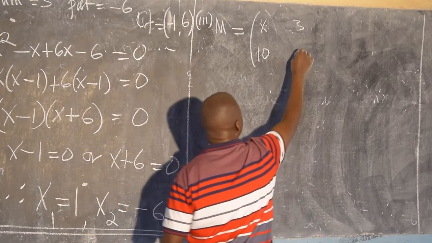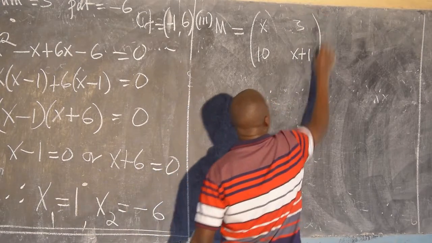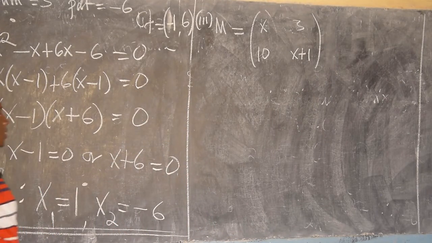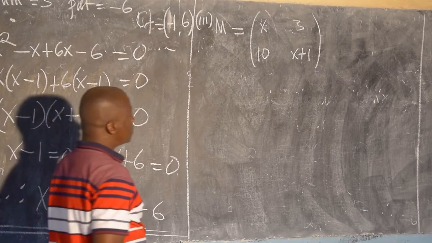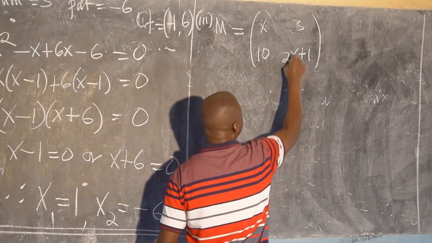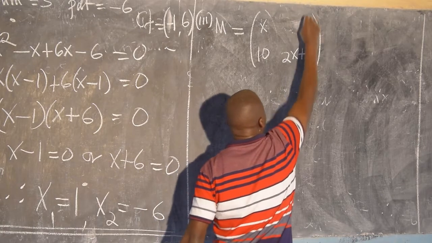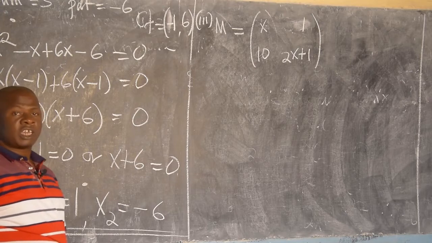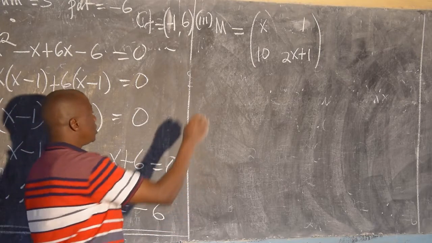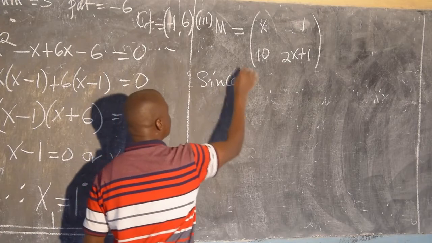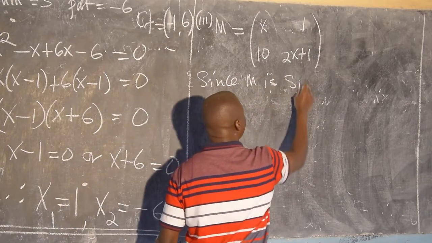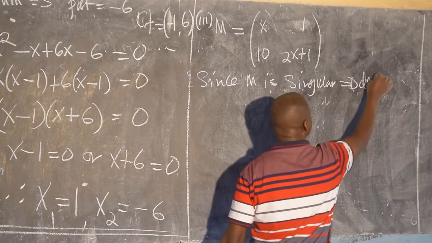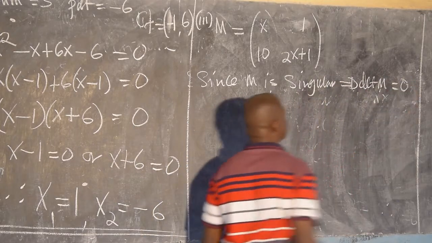2x plus 1. They want us to find the possible values of x. Given that matrix M is singular, we shall say that since M is singular, this means that determinant M is 0.